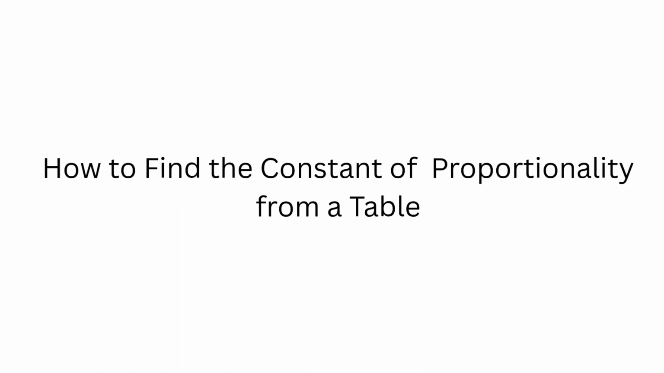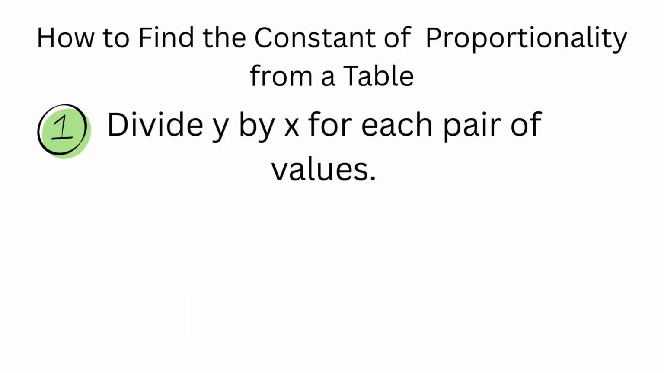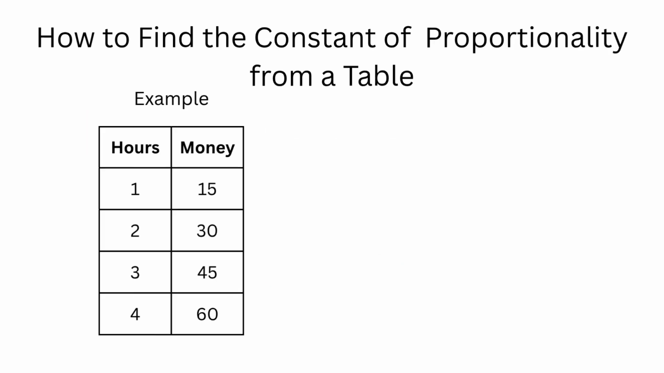Tables are one of the easiest places to start. You usually see two rows or two columns, one for X and one for Y. To find the constant of proportionality, just divide Y by X for each pair of values. If you get the same result every time, that number is your constant, or K. That's the ratio that tells you how much Y changes for every 1 X.